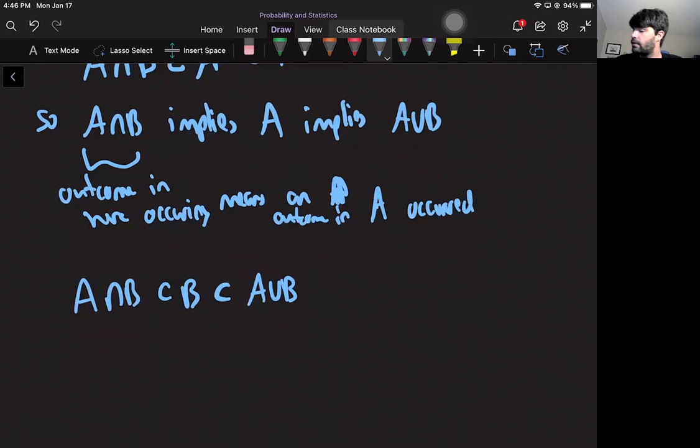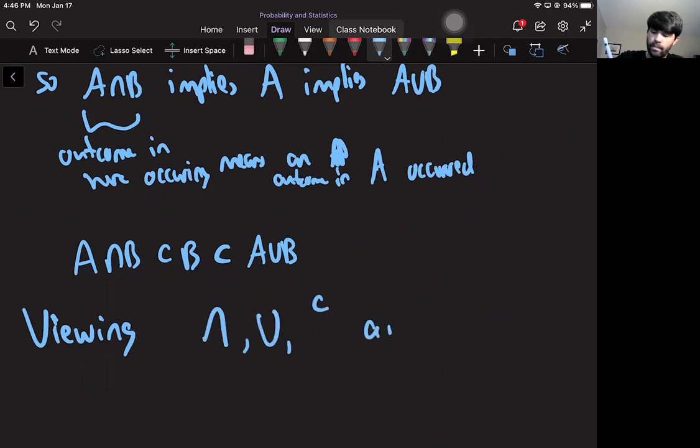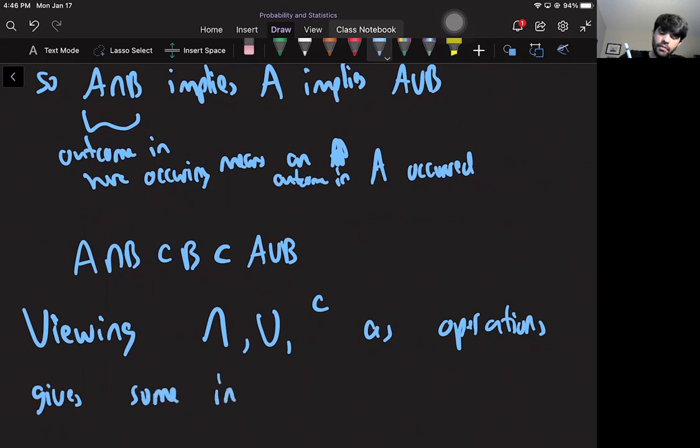Okay, so it's good to compare numbers, but not too closely, because when we view these as operations, we actually get different rules. So viewing intersections, unions, complements as operations gives some interesting rules. And so it's similar to the number rules.